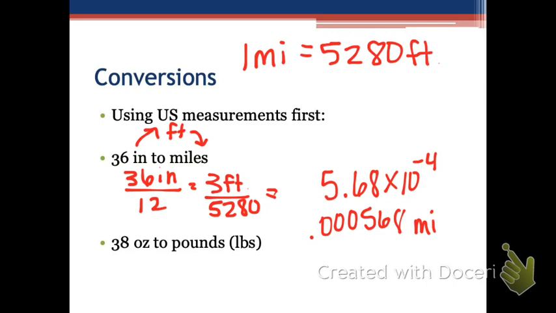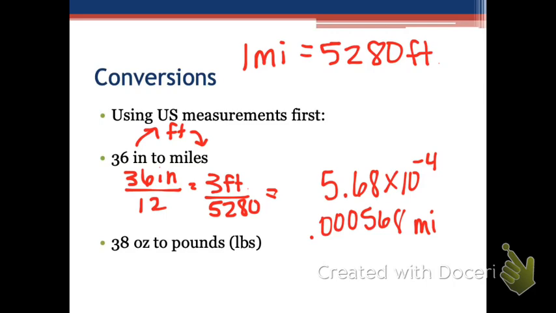Is this answer reasonable? Were we expecting a big number of miles or a small number of miles? Think about 36 inches and think about how long a mile is. This is a really small part of a mile, right? So we should be expecting a really small part of a mile. Agreed? So that's that system, and I'm going to show you how to streamline that system.